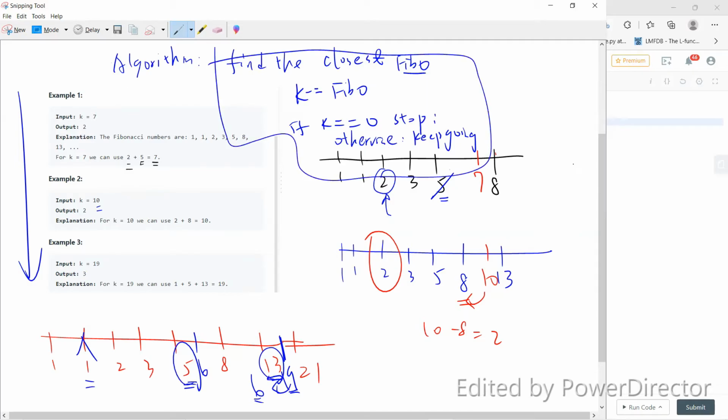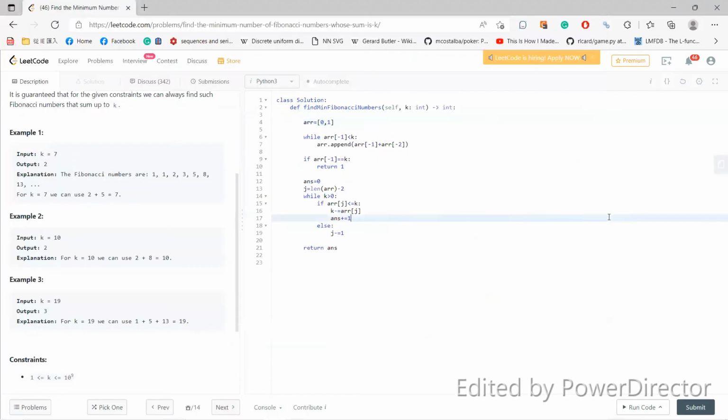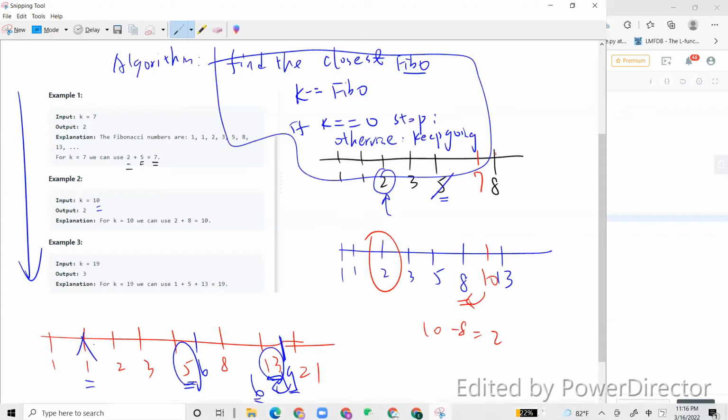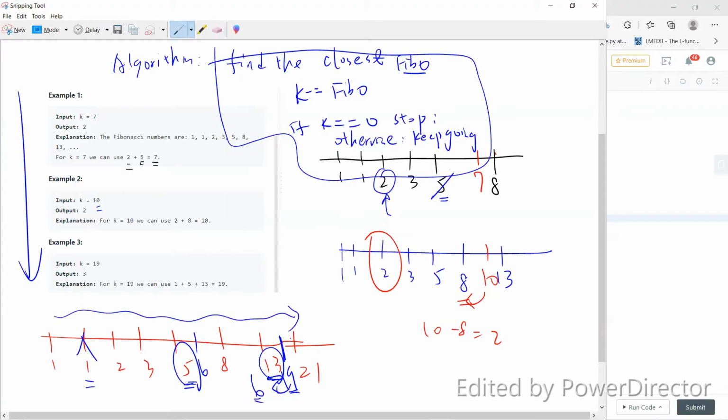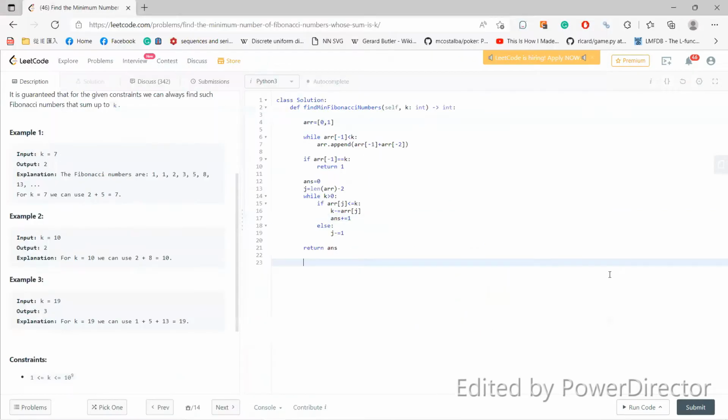Okay, so let me just show the code, and once we get it, then let me give the proof. So the idea is that you start from 0, 1, and you need to first find this line. Basically, you need to find the first Fibonacci number which is larger than your target. Okay, so if the final element of the array is less than k, you just append the next one. And if the final one becomes k, then you return 1.